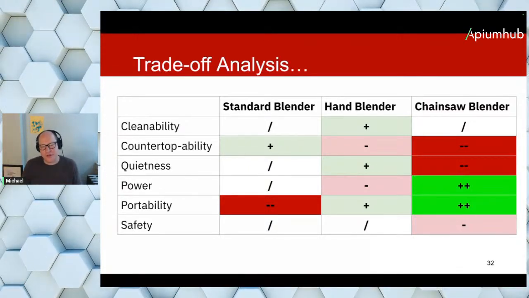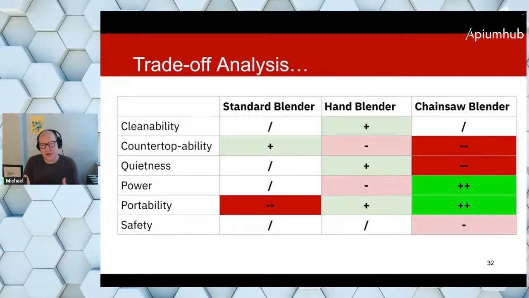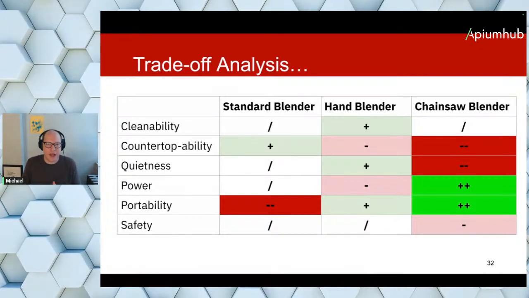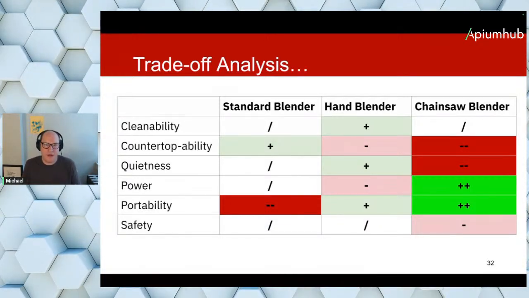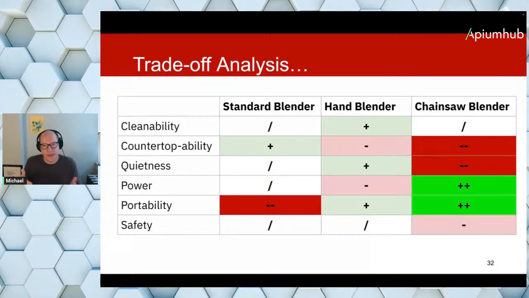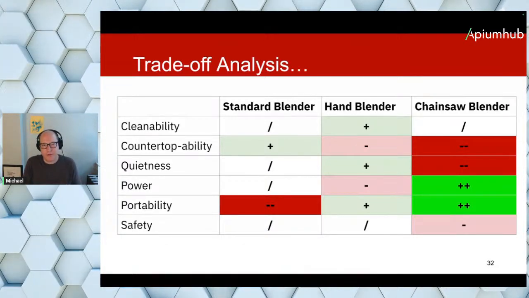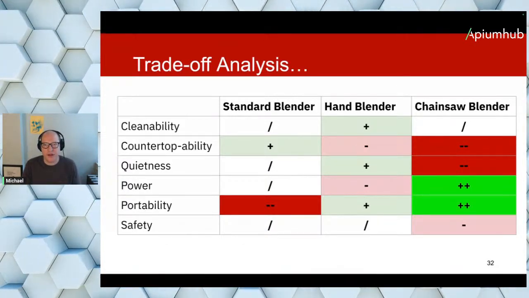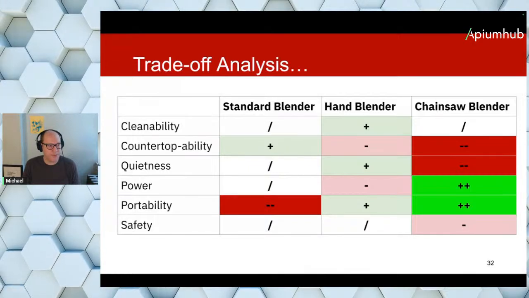Anyway, you can kind of see each of these different configurations, each of these different designs is kind of promoting and inhibiting different quality attributes. They all do the same function, right? But this is ultimately what's determining the direction that we'd want to go.